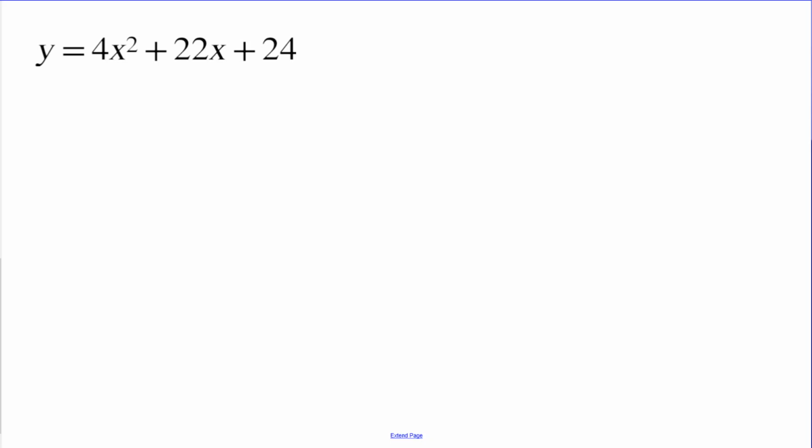So let's look at another example. I have 4x squared plus 22x plus 24. And the same thing is true here, right? I have that a value that isn't 1. I'm going to need to use some other method of factoring than I'm used to.